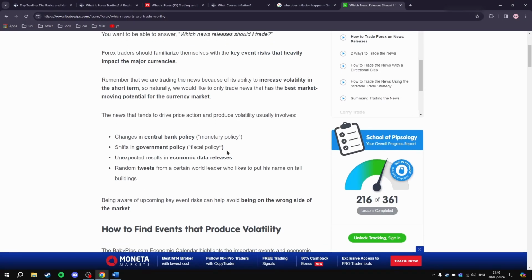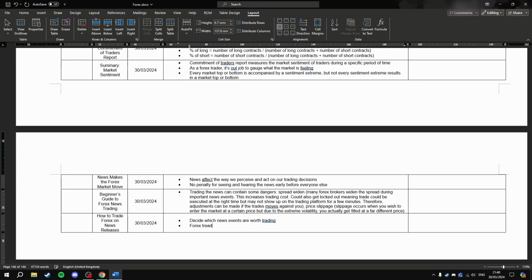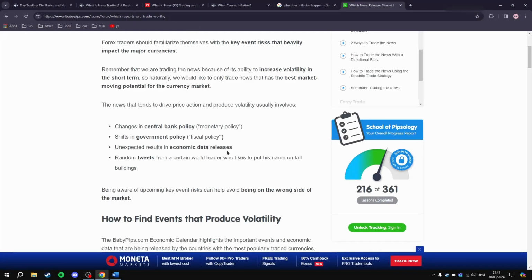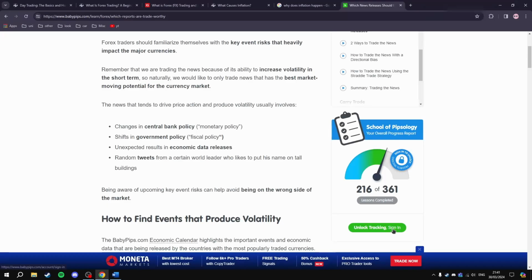Forex traders should familiarize themselves with the key event risks that heavily impact the major currencies.